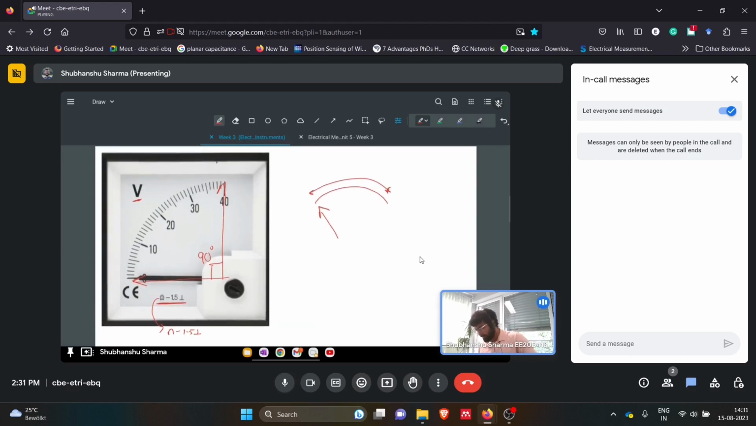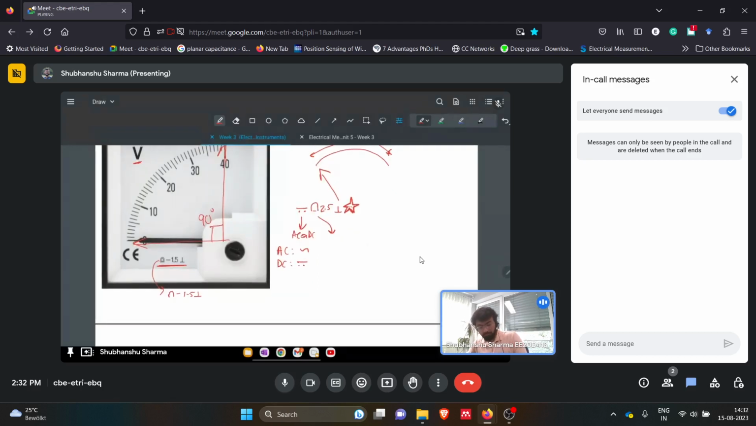If we start, normally these are the symbols which we can see. There is a star here, and there can be some number inside that star, or it can be empty also. This represents either AC or DC, with a dash symbol if it is DC, and a wave symbol if it is AC. And this symbol actually represents the type of meter.